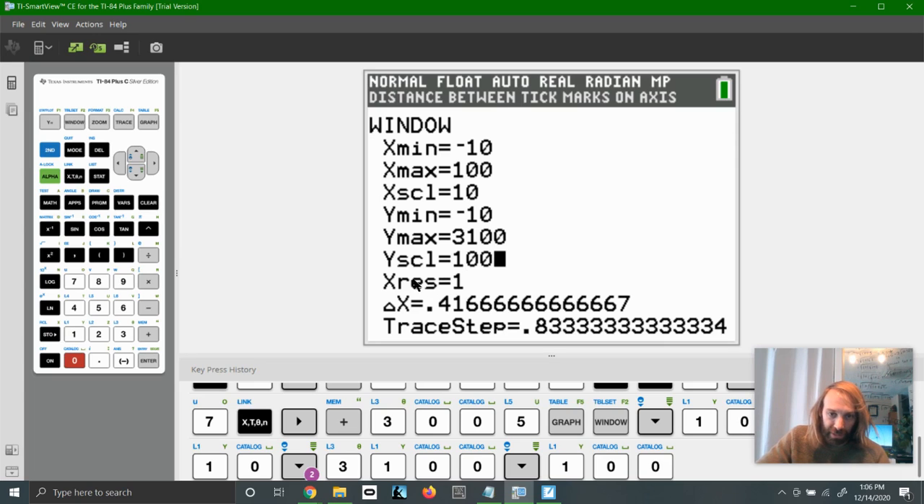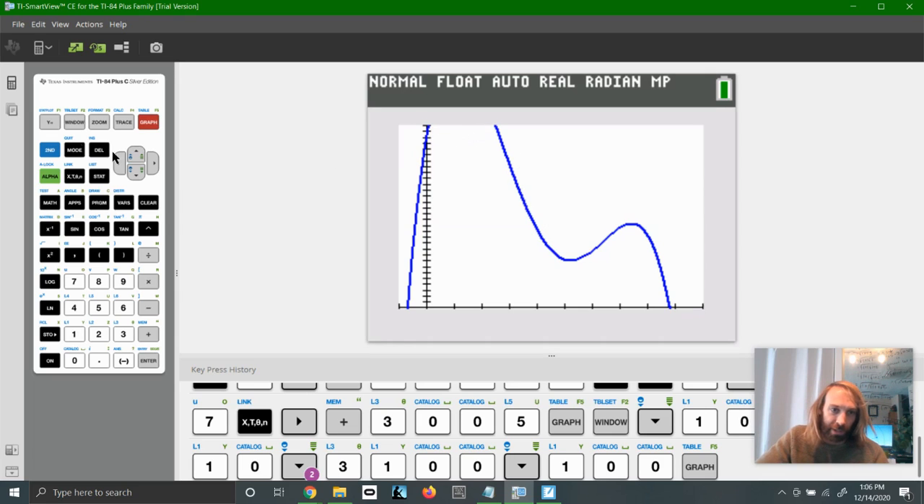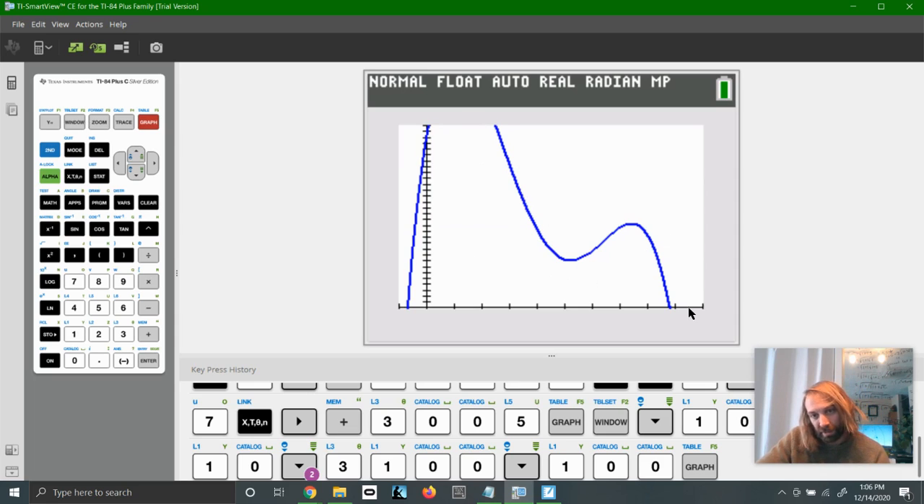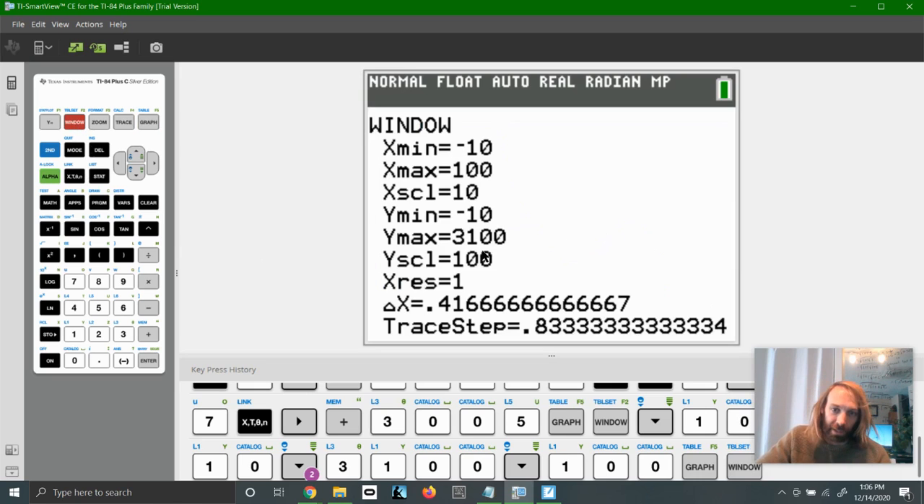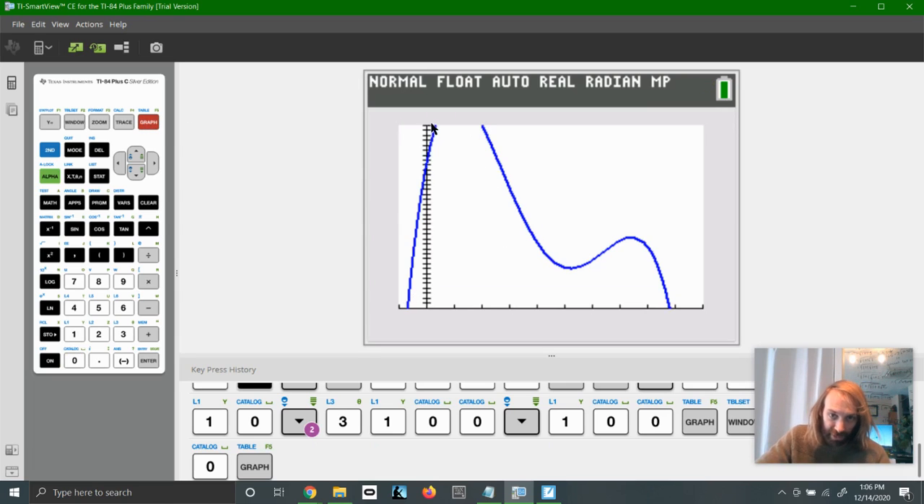Don't worry about this stuff down here, x-res and all that. So now if I just hit graph, you get that. So it's looking pretty good. We're missing some of the max over here. So I had 3100. I might just add to my y max, like 600 or something, just to see what that looks like. Okay, so we're getting closer.